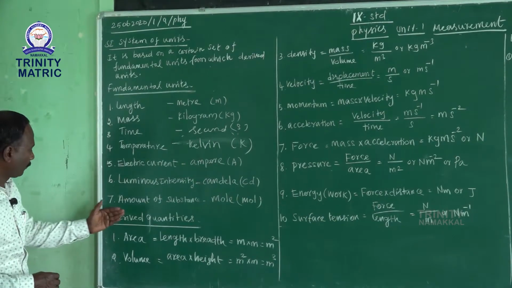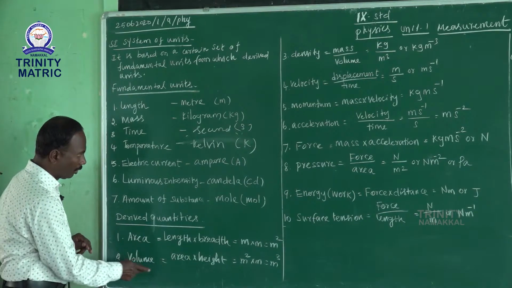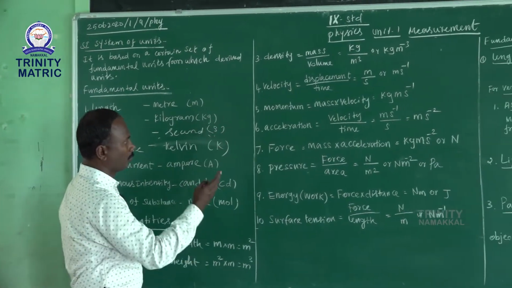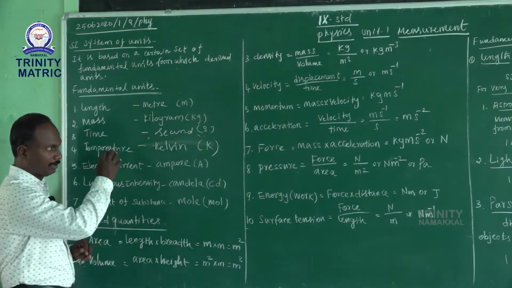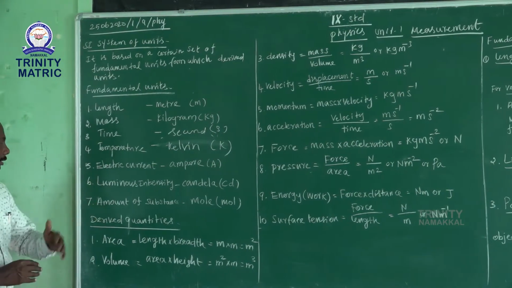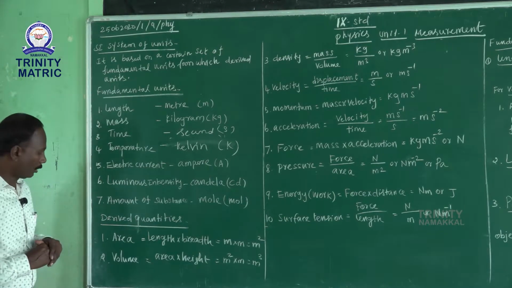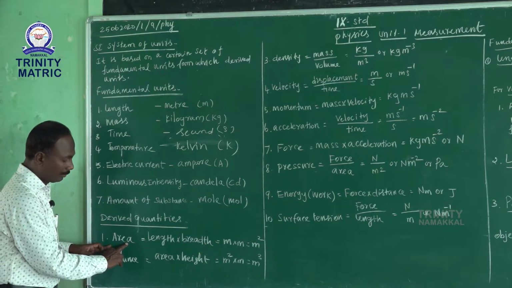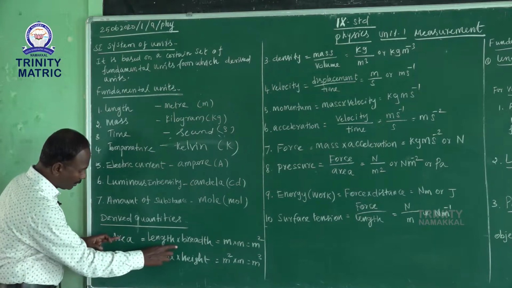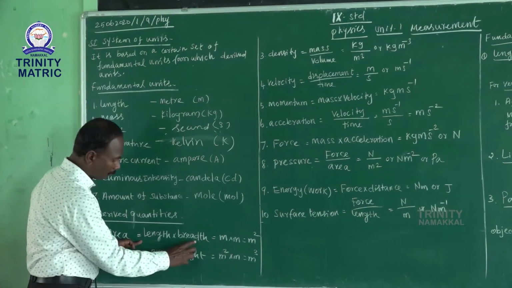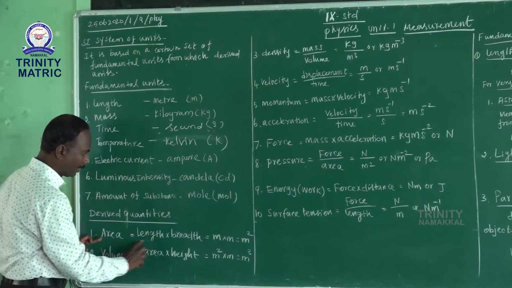Now we see the derived quantities. For example, area, volume, density, velocity, momentum, acceleration, force, pressure, energy, surface tension, all these quantities are called derived quantities. How will you form derived units? Now you see area. What is the formula for area? Length into breadth. Length is measured by meter, breadth is also meter, so meter square. So the unit of area is meter square or square meter.